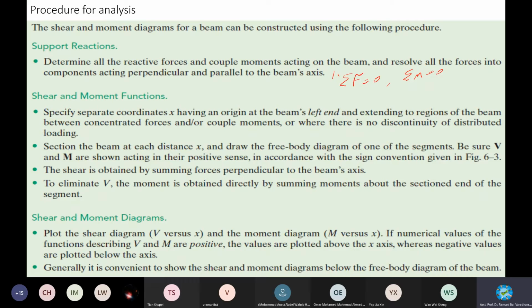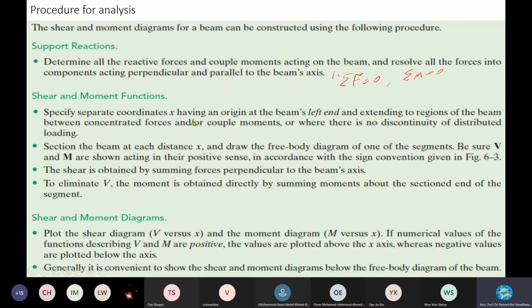Ultimate stress is so much. Compatibility properties are given to you. Based on that clue, you can determine this unknown. Now, shear force and moment functions. Once you know the reactions, you can move on to calculating your shear forces and moment.